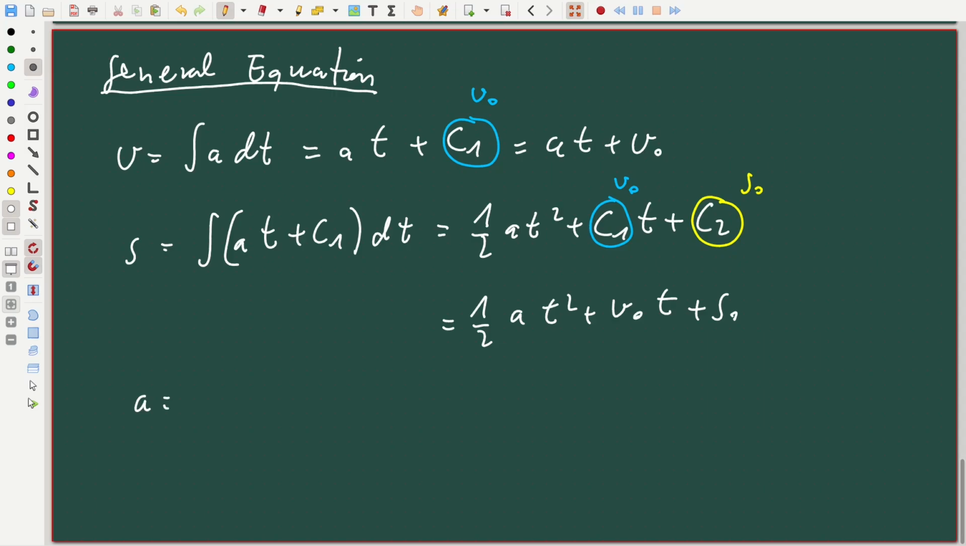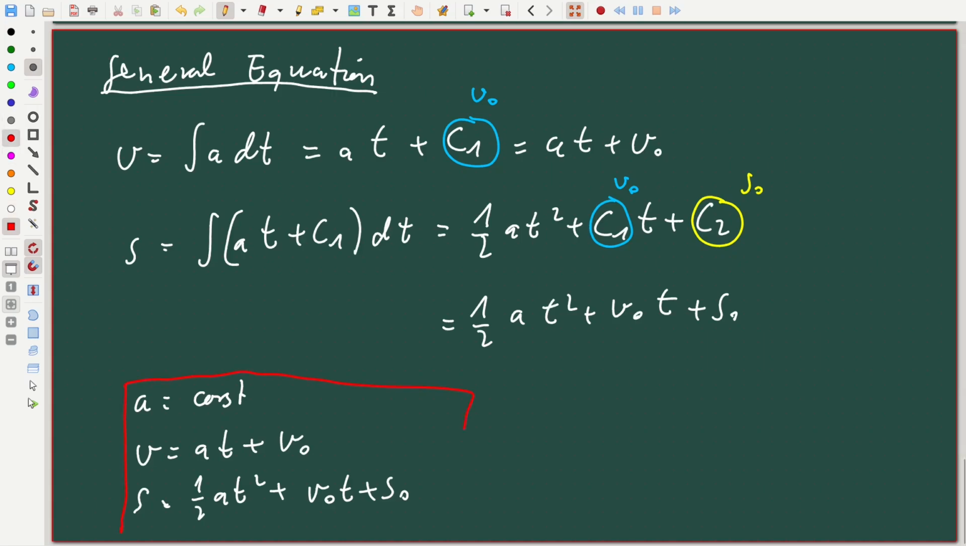So if a is constant, then v is equal to at plus v0, and s is equal to 1/2 at square plus v0 t plus s0. And again, this is very important, so I would like to highlight this in red. And this we will use in the next videos very often.